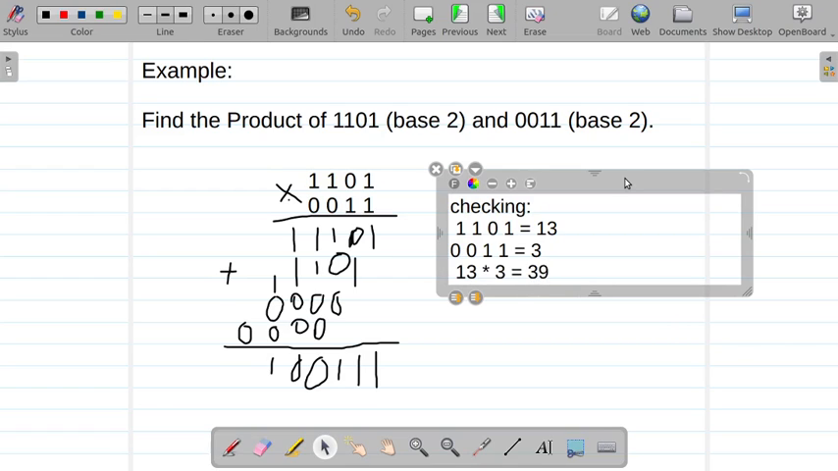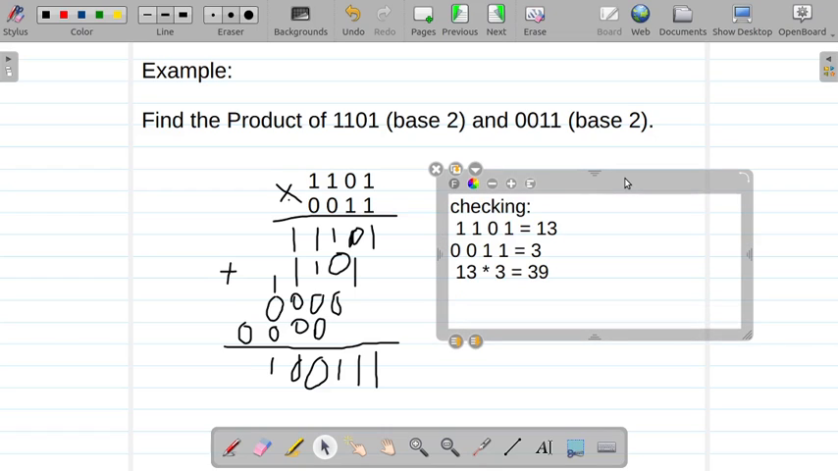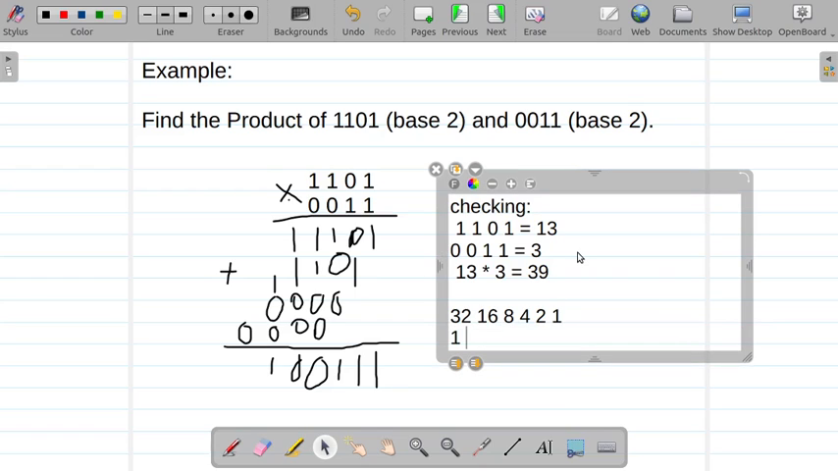Ay, sa decimal. So, let's try to check kung ni-equate ba ni siya sa 39. So, 1, 2, 4, 8, 16, 32. So, 32, 16, 8, 4, 2, 1. So, 1 ang 32, 0 ang 16, 0 ang 8, 1 ang 4, 1 ang 2, 1 ang 1. So, equals sa 32 plus 4 plus 2 plus 1 is 39 in decimal.